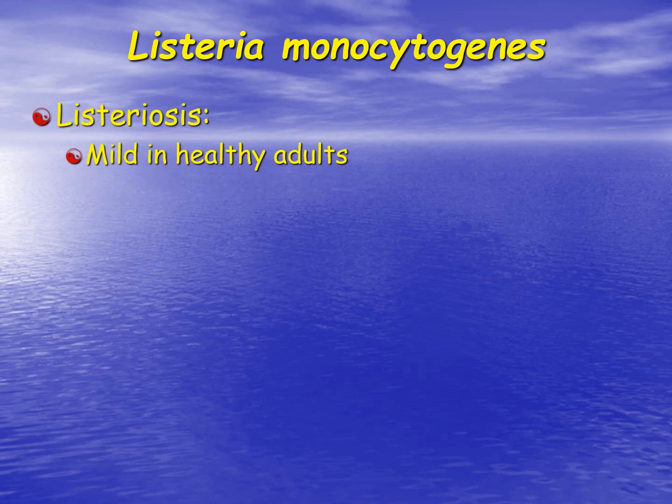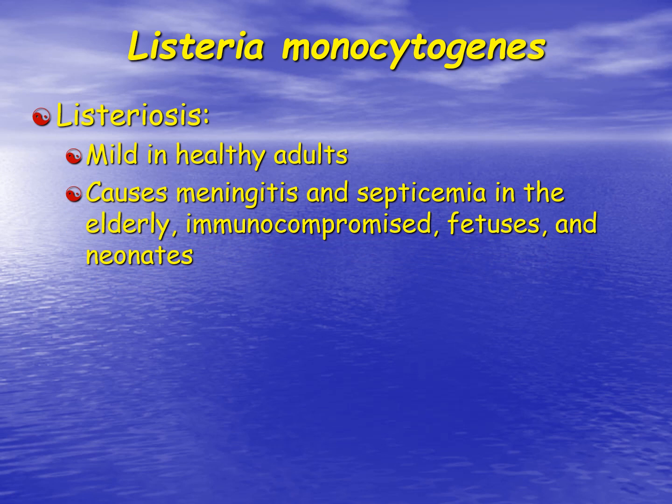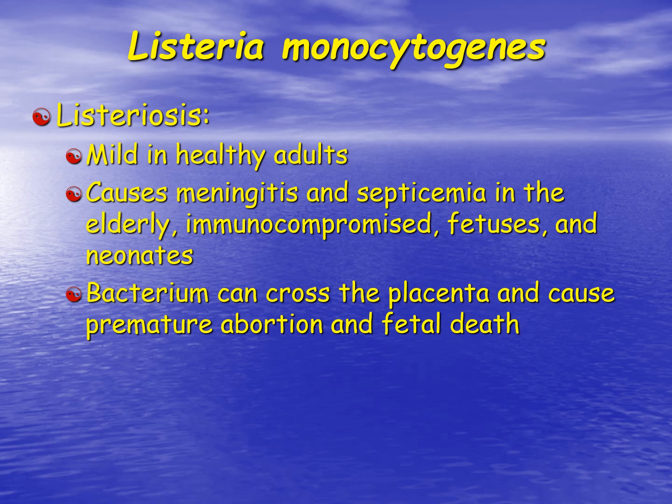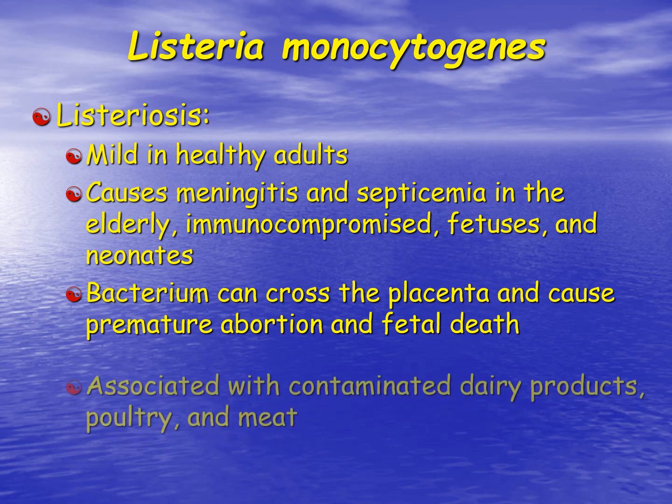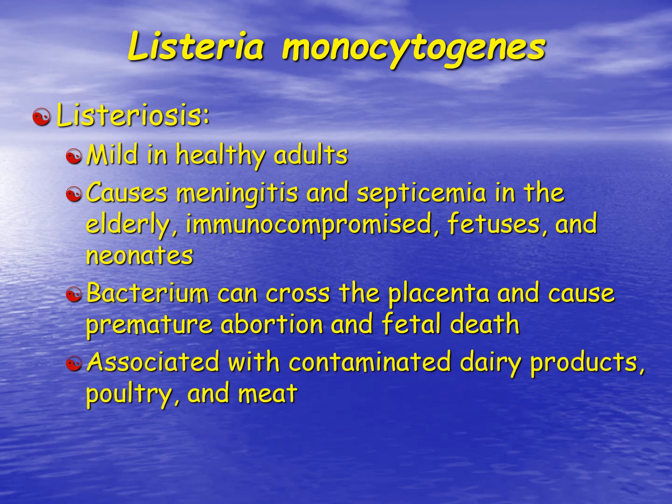Listeriosis is typically mild in healthy adults, but causes meningitis and septicemia in immunocompromised individuals. And so the elderly, anyone with an immune compromising disease, even fetuses in utero, and newborns. The Listeria bacterium can cross the placental barrier and cause premature abortion and fetal death. It is most often associated with contaminated dairy products, poultry, and meat. Listeria monocytogenes is typically shed in the stool of animals and then will contaminate products or their meat itself.